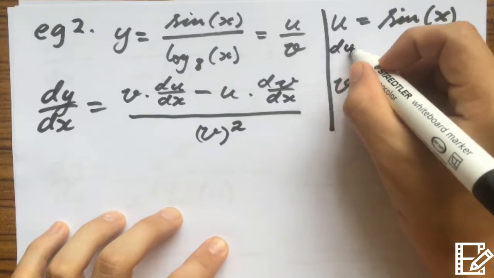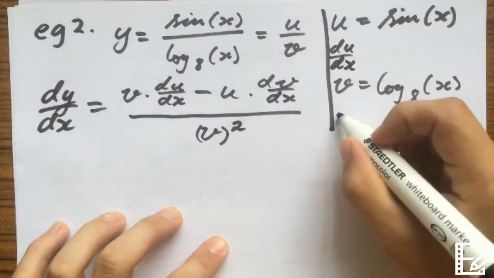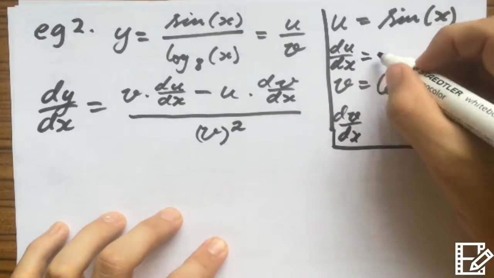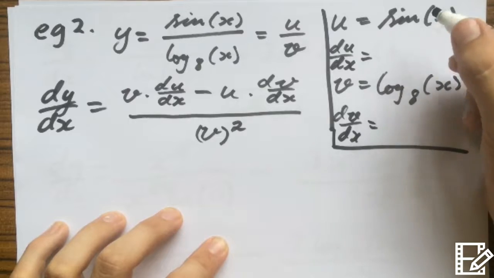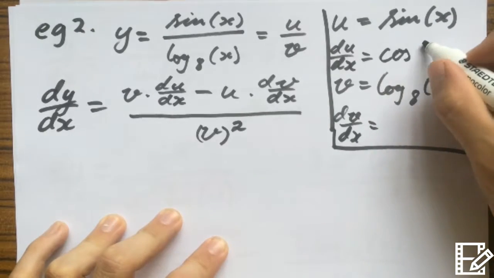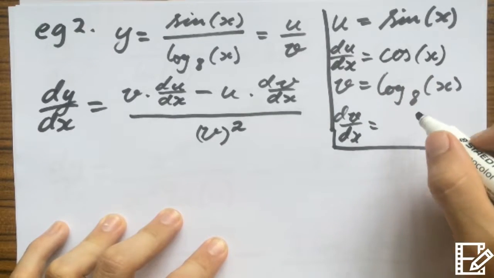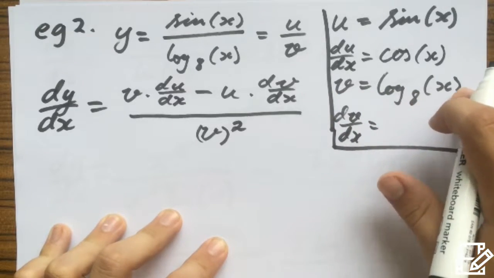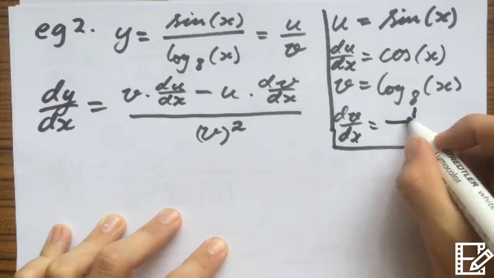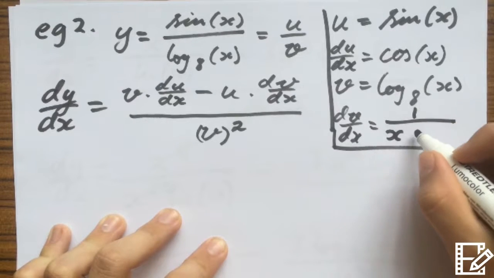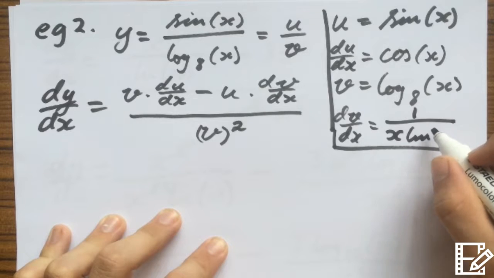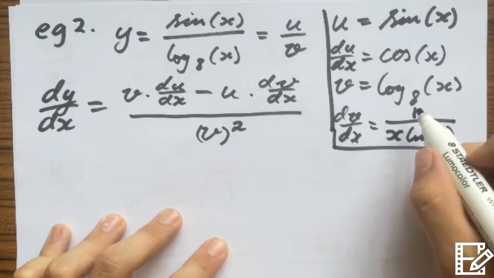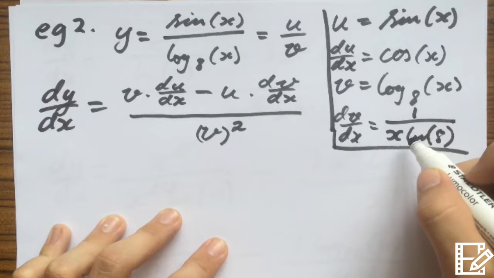Just like before, we have to find the derivative of u and the derivative of v. Sine, when you derive it, it goes to cosine. No problems there. When you derive log to the base of 8x, just like before, it's 1 over x multiplied by the natural log of that number, or the base, which should be 1 over x multiplied by ln of 8.